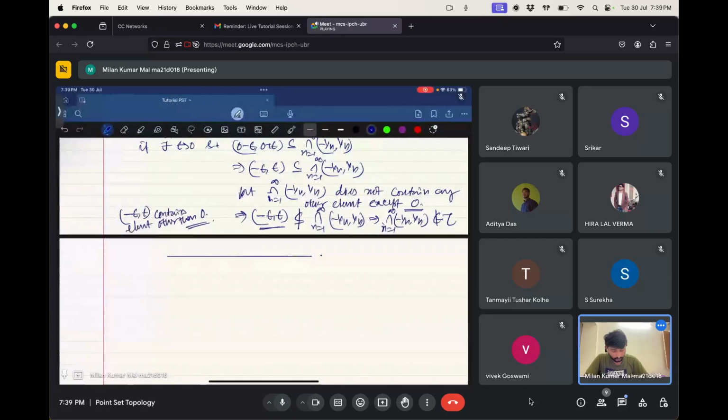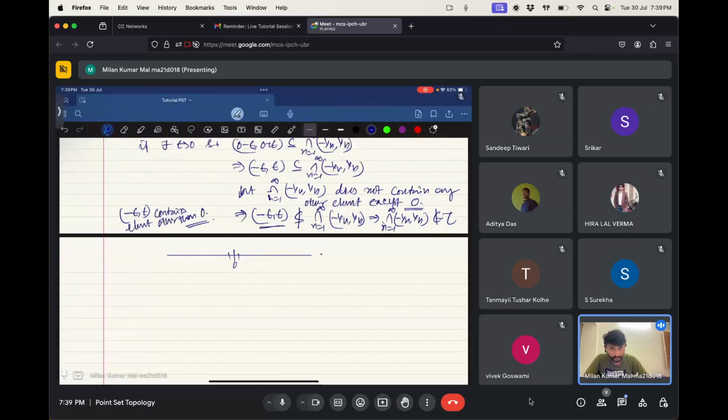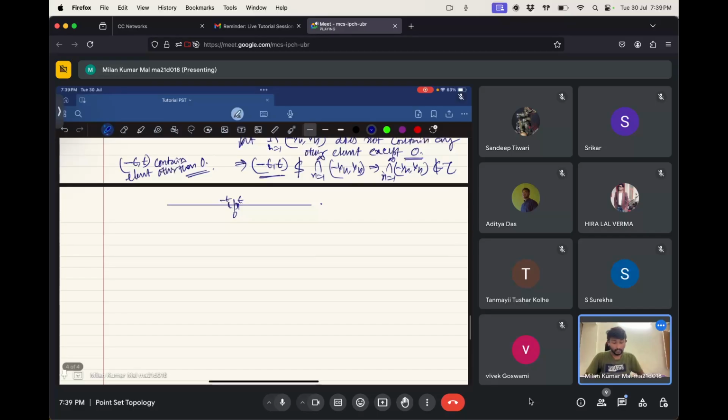Just to make it clear, if this is 0 and epsilon is positive, I have said: epsilon is suppose this one, and minus epsilon will be this one, so this interval should contain more than 0. This is something like plus epsilon, this is something like minus epsilon. So this is the reason that finite intersection is taken, not infinite intersection.